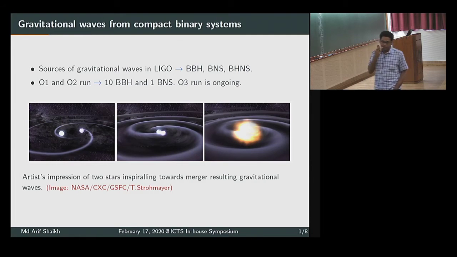One of the pieces of information that we have not been able to retrieve from these detections is how these systems are actually formed. We don't have any information about the formation channels. So I will try to give a proposal on how we can probe the evolutionary history of the formation of these compact binary systems.